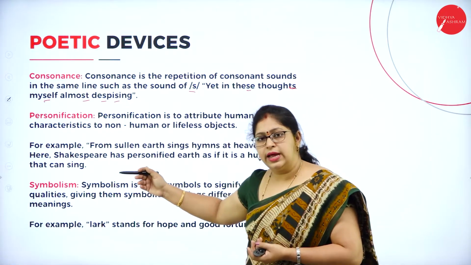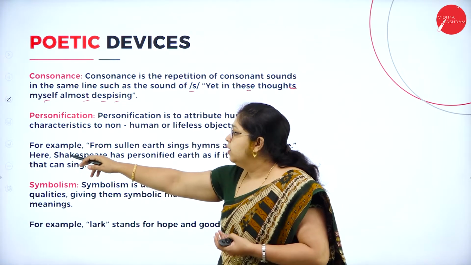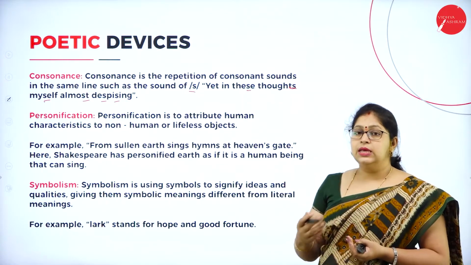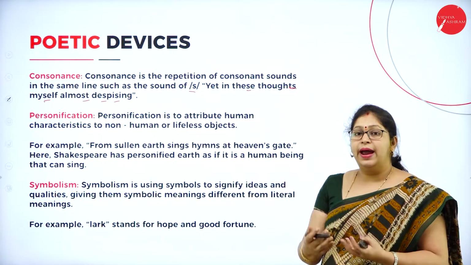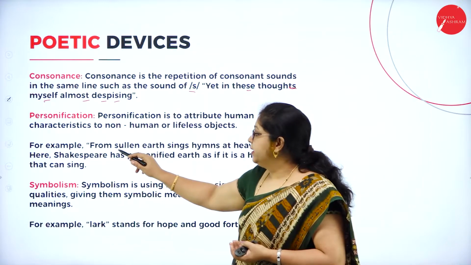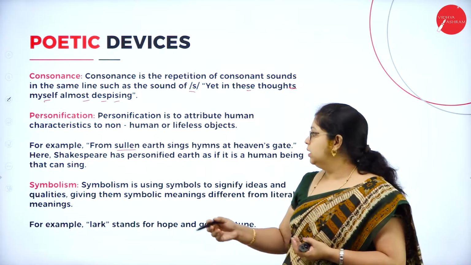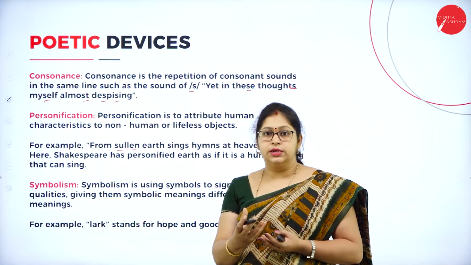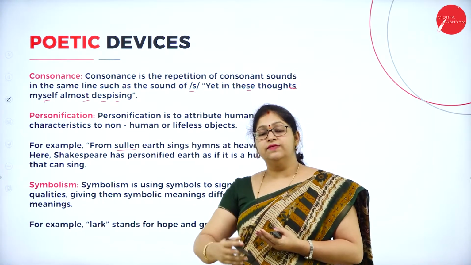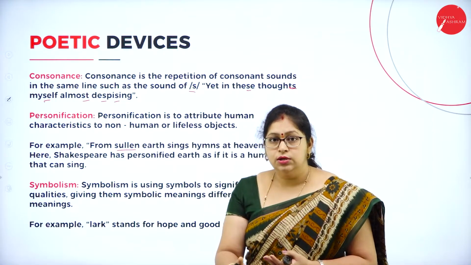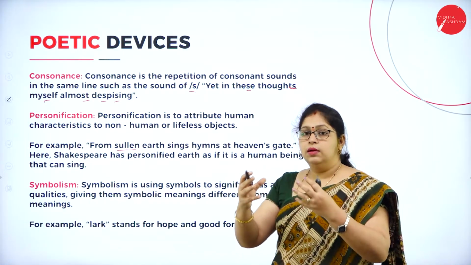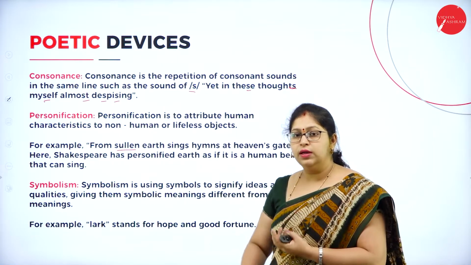Where has he used personification in the poem? For example, "from sullen earth sings hymns at heaven's gate." Sullen earth means the earth with bad temper, so the bad-tempered or sulky earth sings. We do not consider earth a living object, so he is giving life as if the earth is singing hymns at heaven's gate. So this is known as personification, giving life to a non-living object.